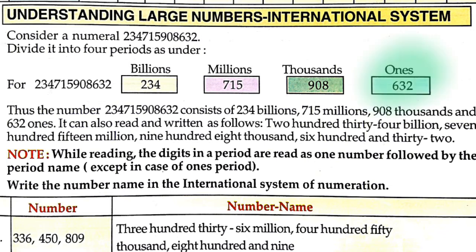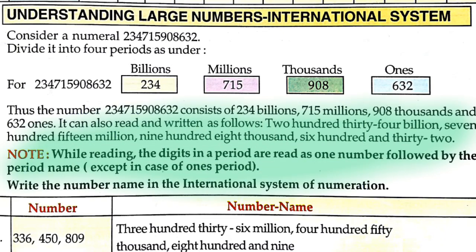In the ones period the numbers are 632. In the thousands period, the 3 numbers are 908. In the millions period the numbers are 715. In the billions period, 234. So we read 234 billion, 715 million, 908 thousand, 632. Again I am telling the number: 234 billion, 715 million, 908 thousand, 632.